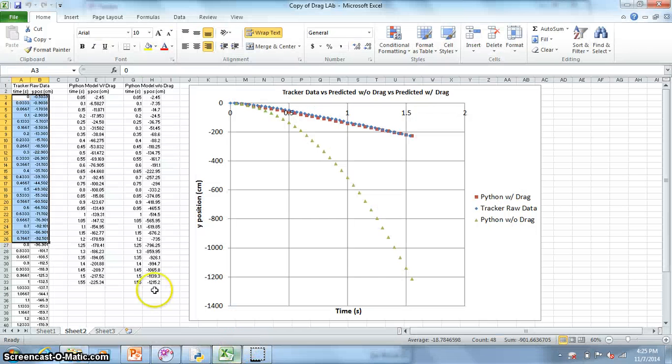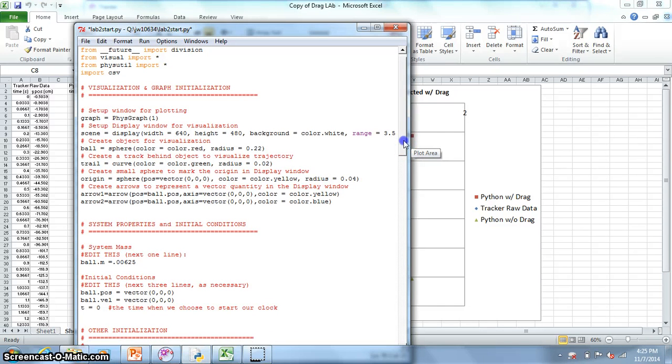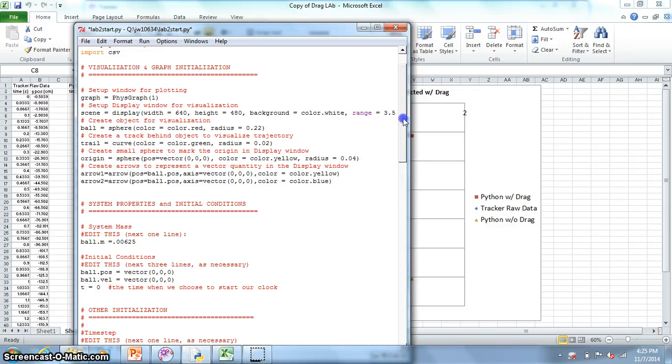Now those data points were exported to Excel. It's highlighted over here on the left. And we created a Python model to attempt to mimic this motion. So we set all of our parameters to be appropriate for the lab. For example, the ball mass was set to 0.00625 grams.